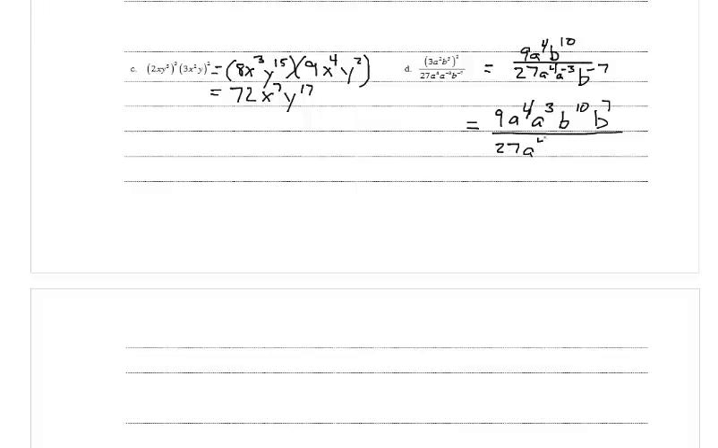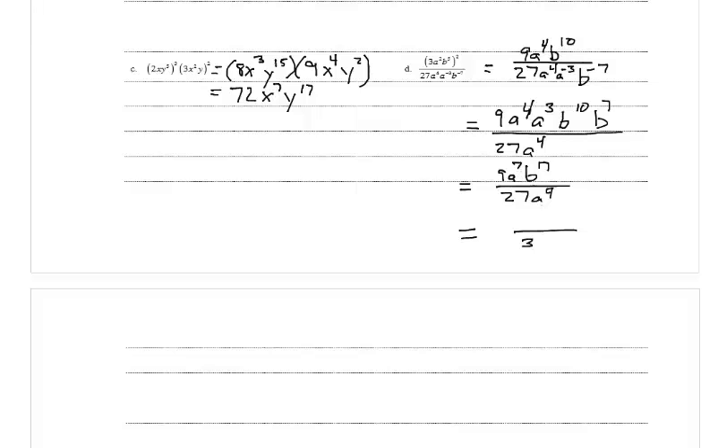And now I'm going to use the multiplication rule, or the product rule, to combine my a terms and my b terms. So I'm going to end up with 9 a to the 7th, 4 plus 3, and b to the 17th, divided by 27a to the fourth. And now the 9 and the 27 can be reduced to 1 over 3. So I'm going to have a 1 in the numerator and a 3 in the denominator.